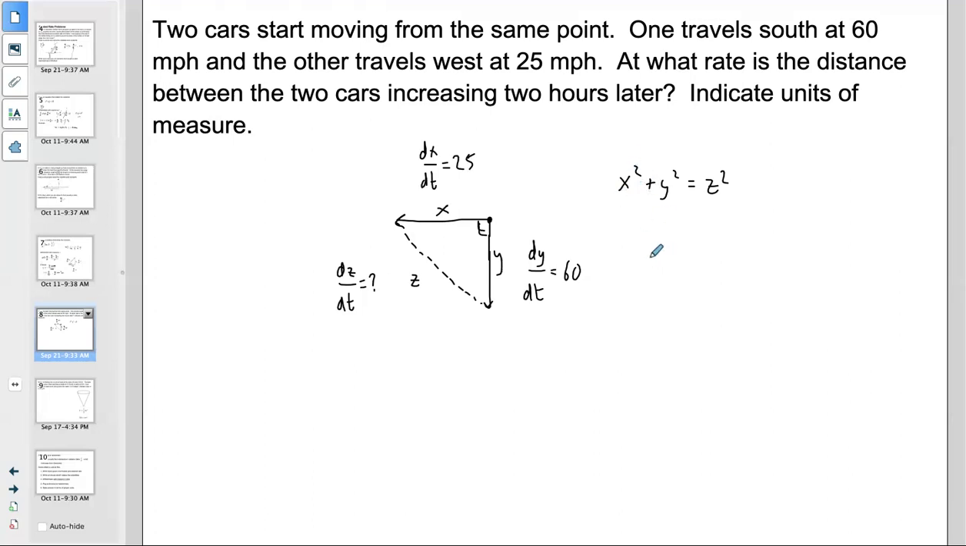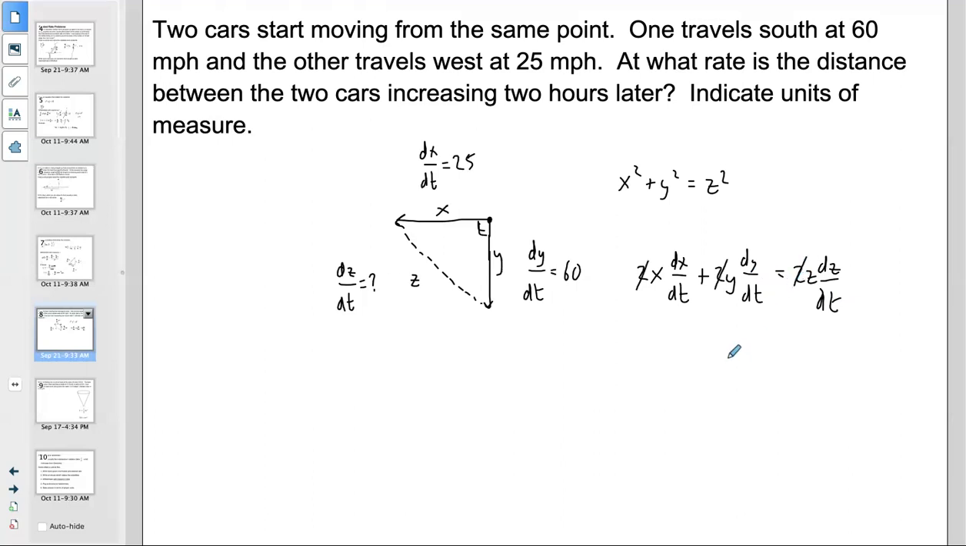So the derivative of x squared with respect to t is 2x dx dt. Remember, implicit differentiation. The derivative of this thing with respect to time is 2y dy dt. The derivative of z squared is 2z dz dt. These are all the same derivative. And I know I can cross off all the 2's because there's a 2 in everything. That makes this a little easier.